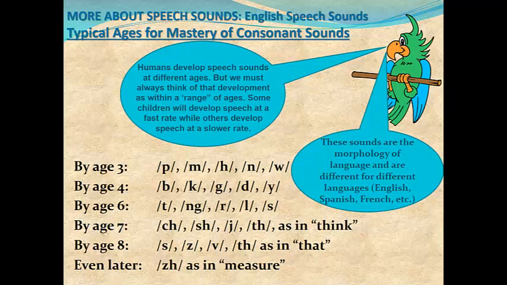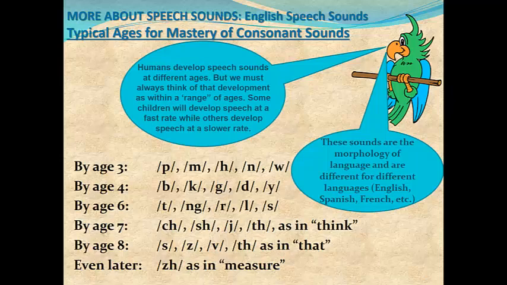More about speech sounds. English speech sounds. Typical ages for mastery of consonant sounds. Humans develop speech sounds at different ages, but we must always think of that development as within a range of ages. Some children will develop speech at a fast rate, while others develop a speech at a slow rate. These sounds are the morphology of language and are different for different languages: English, Spanish, French, etc.